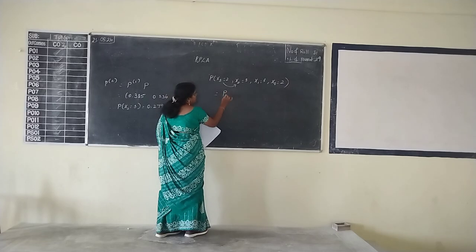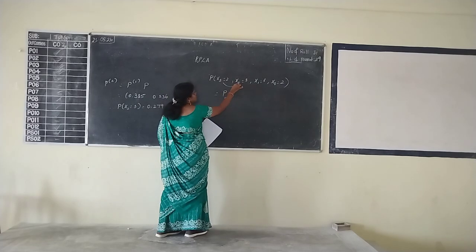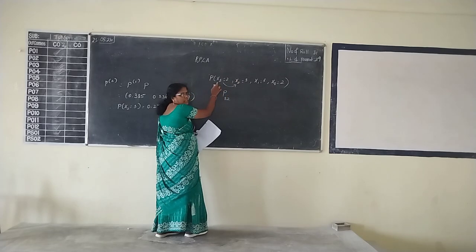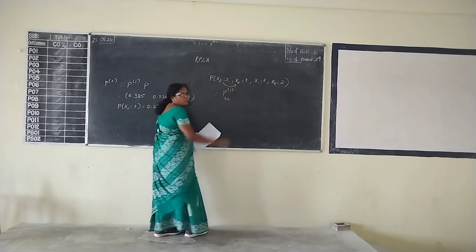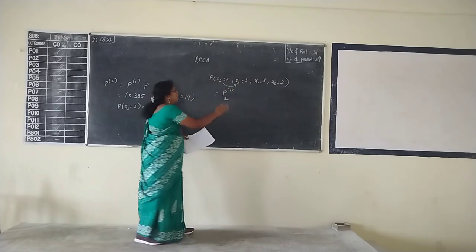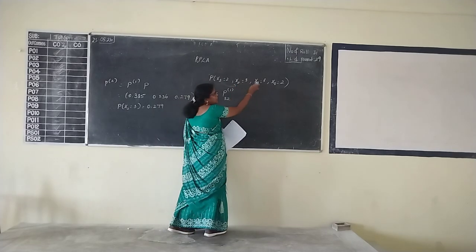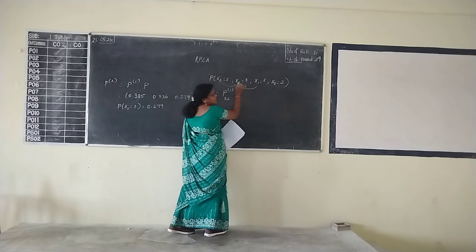So how do you write P? P32. How many steps are involved? 1. In the second step it is going to go for the third step, so the number of steps is 1. Okay, now the first one is over. Now we have to find for this. So this is going to depend on this one, so these two are interrelated.